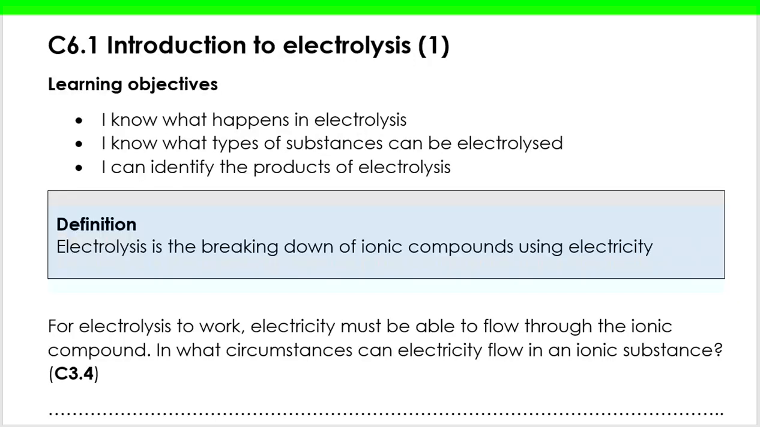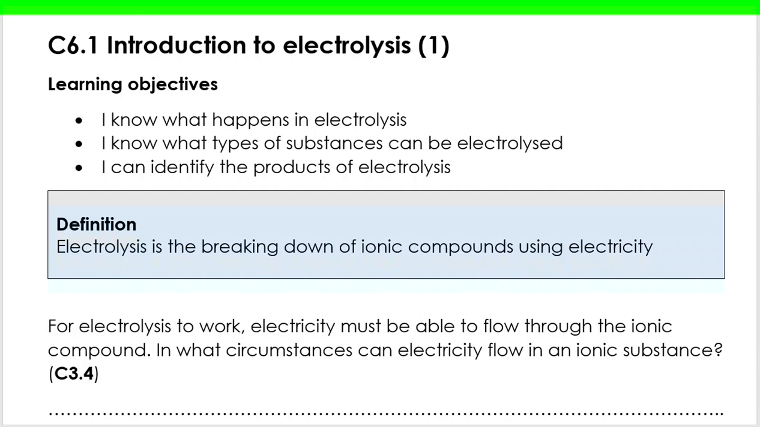In this particular video, we're going to look at what happens in electrolysis, know what type of substances can be electrolyzed, and identify what the product of electrolysis of those compounds would be. There's a definition provided. It's a really important definition to learn and to understand. And we also need to relate this back to the bonding topic that was covered way back in chapter 3, C3.